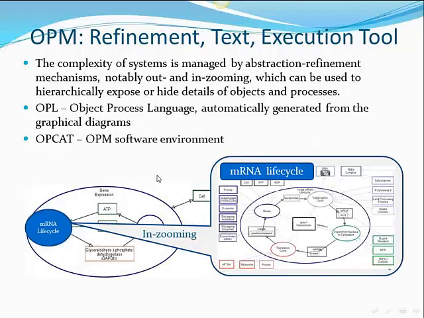One of the ideas in OPM is the idea of in-zooming or refinement of processes and also objects. So if we look at the left, there is a gene expression which consists of mRNA life cycle as one of the processes, and if we zoom into it, we see mRNA life cycle here with all the details. So this is the same process as here, but now with many sub-processes and intermediate objects. So this is a basic idea that we take advantage of.